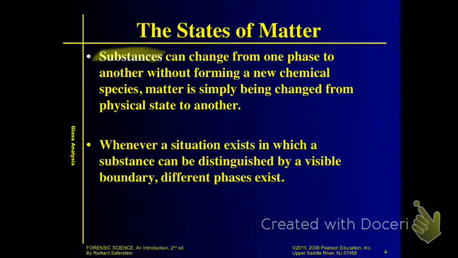Substances can change from one phase to another without forming a new chemical species. It's just going from one physical state to another. This is called different phases of matter: solid, liquid, gas.